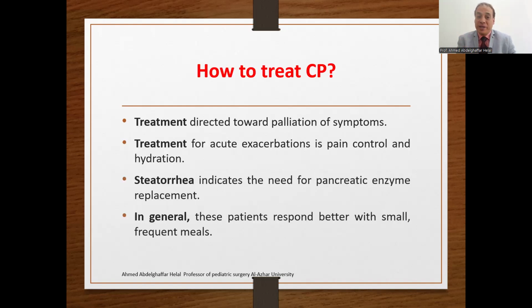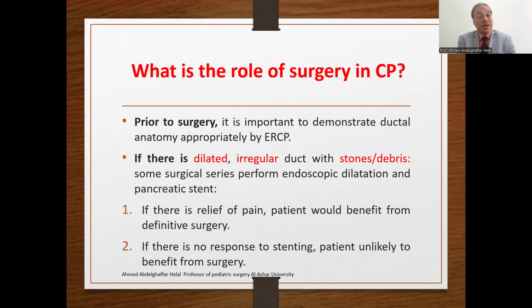How to treat chronic pancreatitis? The treatment is directed toward palliation of symptoms, control of the severe pain, control of diabetes and steatorrhea, and treatment of the acute exacerbations. In general, these patients will benefit from small, frequent meals. However, the major and important question is, what is the role of surgery in cases of chronic pancreatitis in children? Prior to any surgical intervention, it's important to demonstrate the ductal anatomy to see if there is a dilated, irregular, obstructed duct with ductal hypertension or not.